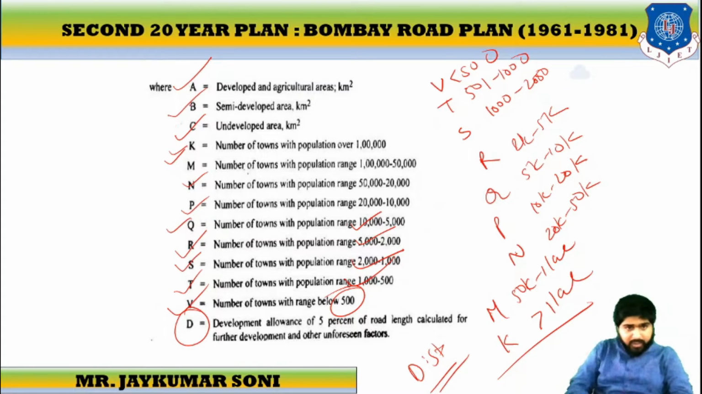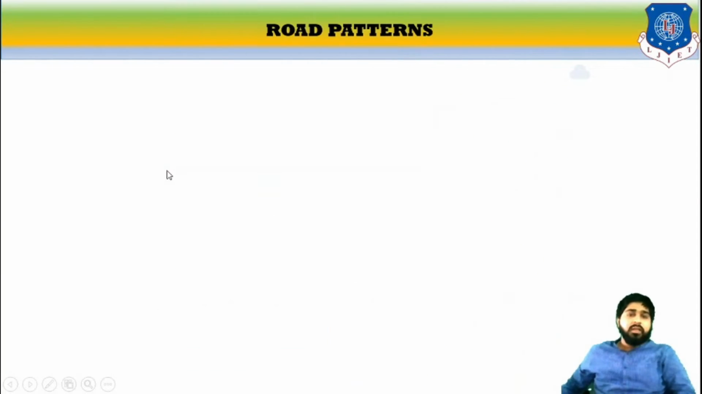Then A stands for developed or agricultural area, B stands for semi-developed area, and C stands for undeveloped. So this is about it. Now let us learn about the road patterns.